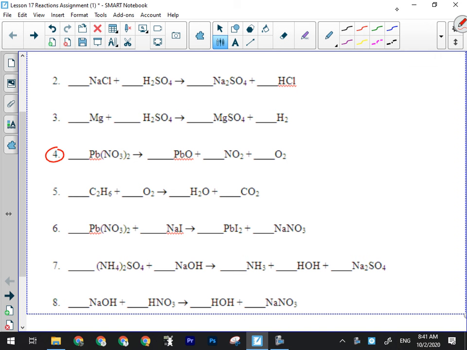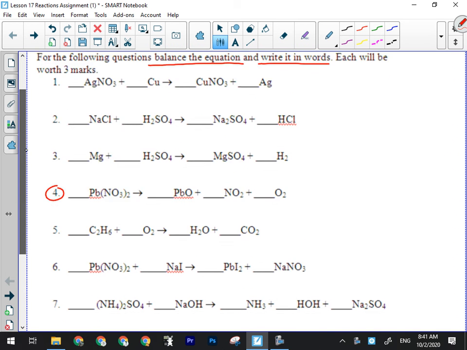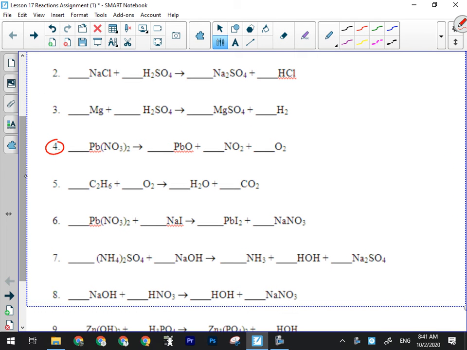Okay, so first 10, balance the equation, write it in words: 1 mark for balance, 1 mark for reactants, 1 mark for products. Okay, tricky ones, number 4. Number 4 is a type of decomposition reaction. It's just not a simple one, but it does break down, and you can see that oxygen ends up in all 3 products.